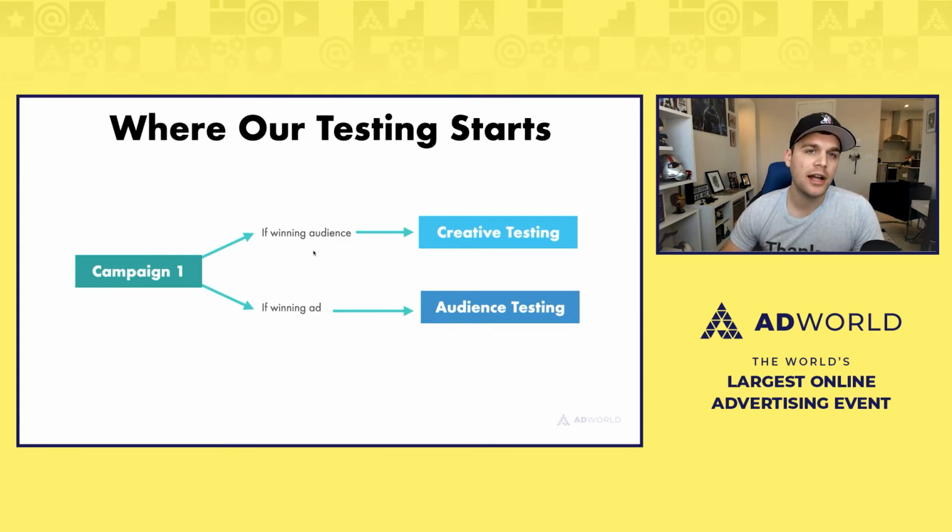So then there's like a logic tree that happens. If there's a winning audience from that initial testing campaign, then we start our creative testing. If there's a winning ad, then we start our audience testing. What I'm going to walk through is how we do our creative testing. And then there's a third outcome, which is none of this works. And then we relaunch and do a total refresh on that initial campaign.